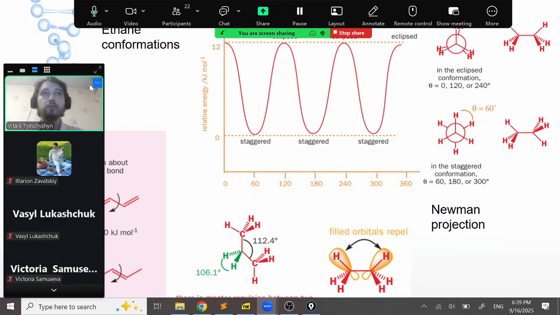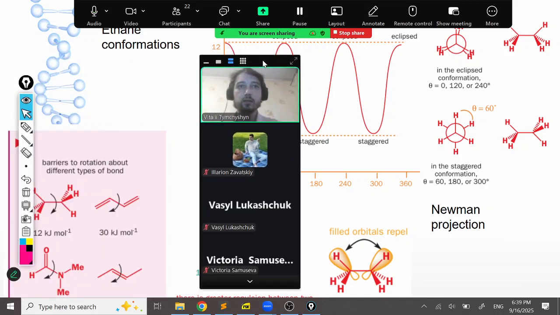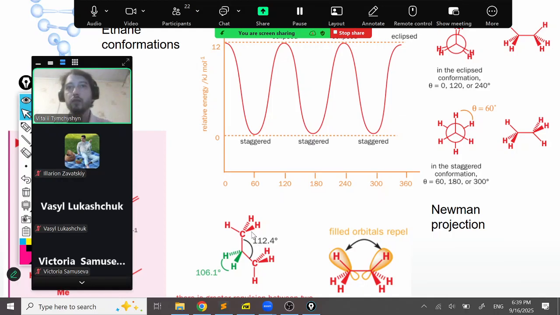So here is another example of rotation. Here you have different orbitals that repel, and you see that repelling between carbon atoms and between hydrogen atoms, they are a little bit different, so these bonds have different angles. Okay, and this thing up here is called Newman projection. So maybe we'll see that a little bit later, once again. So this is Newman projection.